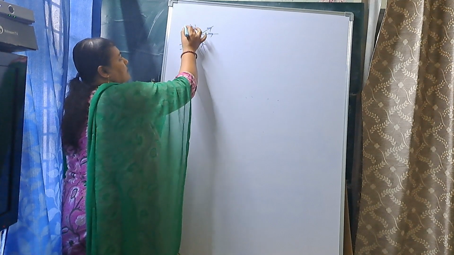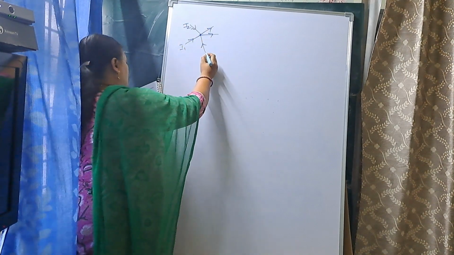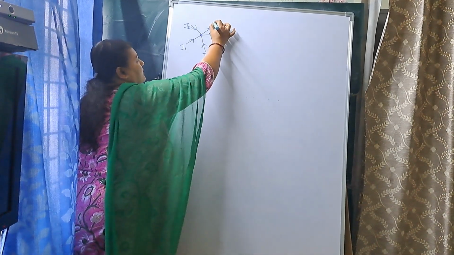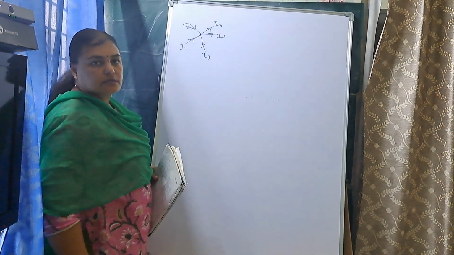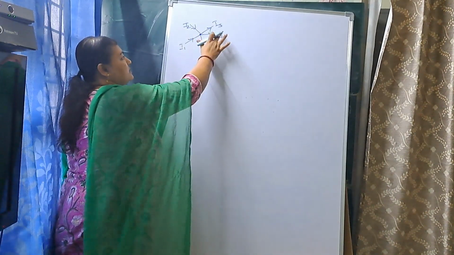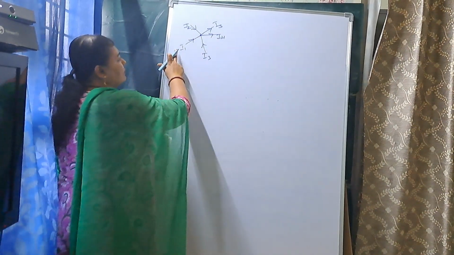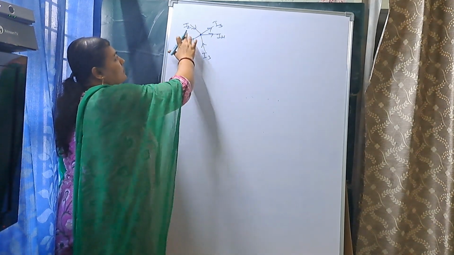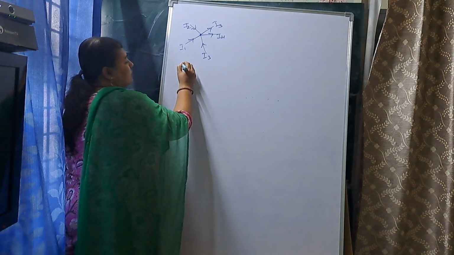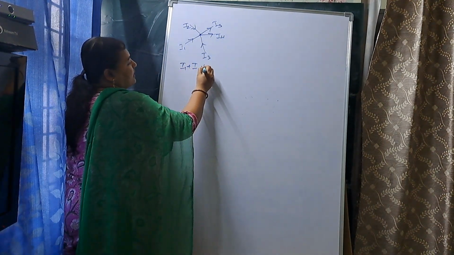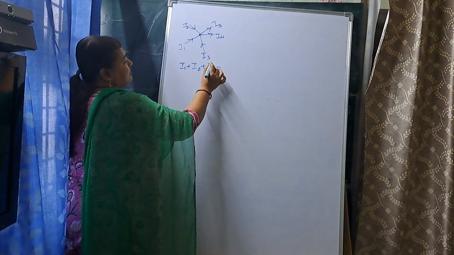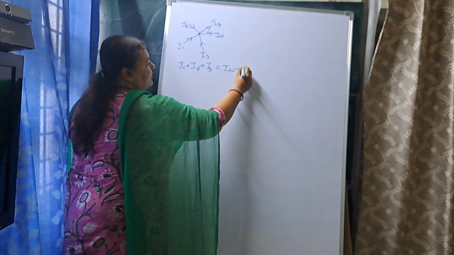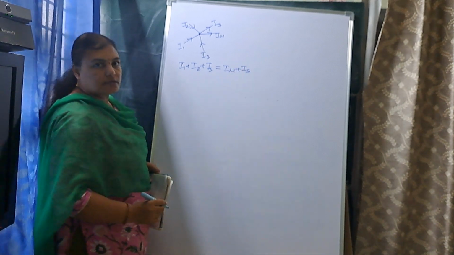So this is I1, I2, I3, I4, I5. This is the junction, and these are the current flows. As per the Kirchoff law, consider the currents moving towards the junction. These 3 are moving towards the junction. I1 plus I2 plus I3 is equal to the currents moving away from the junction, I4 plus I5. This is Kirchoff first law.